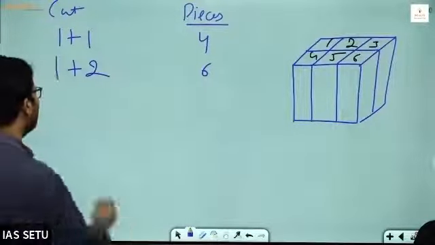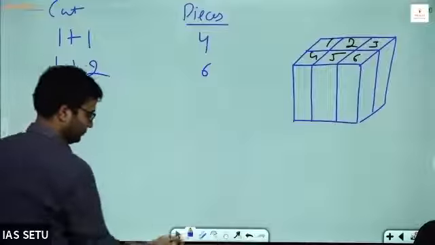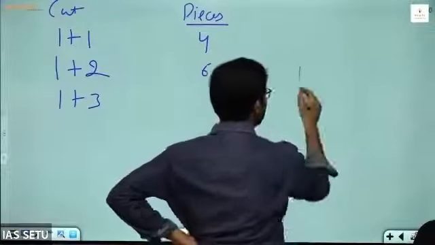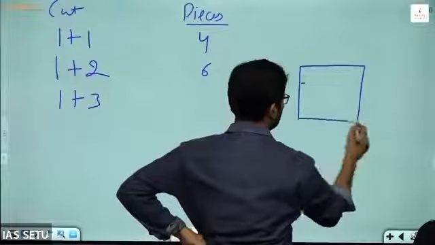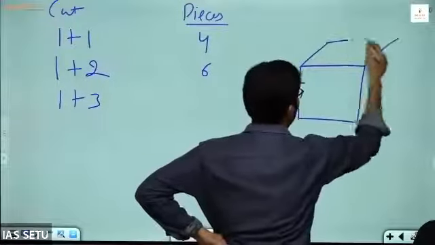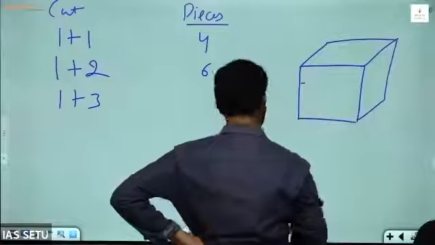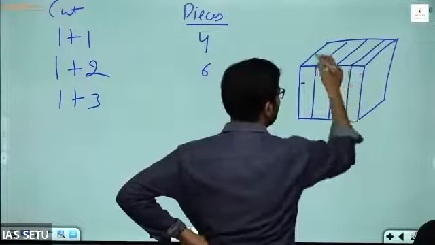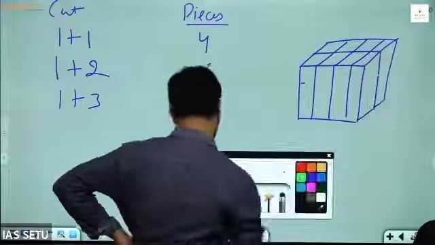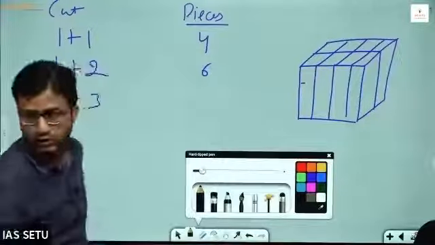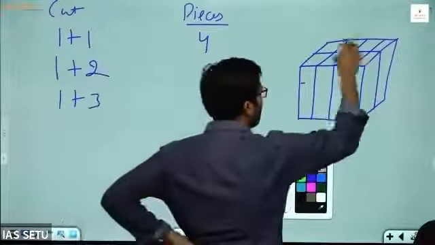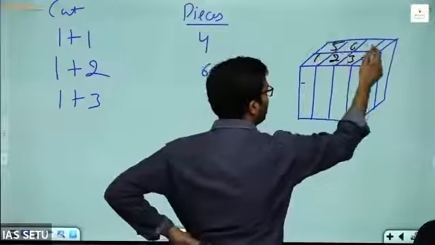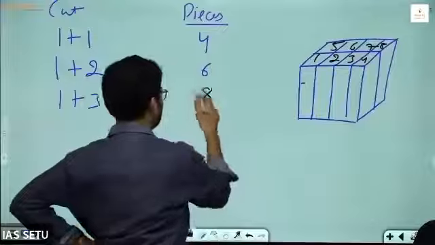Next time I will put 1 plus 3 cuts. How many pieces will we get? This is cut number 1, cut number 2, cut number 3, this is cut number 4. Just count how many pieces you got. You have 2 layers, 1 and 2. In the first layer you get 4 pieces. Similarly, the back layer also, 5, 6, 7, 8. So we got 8 pieces.